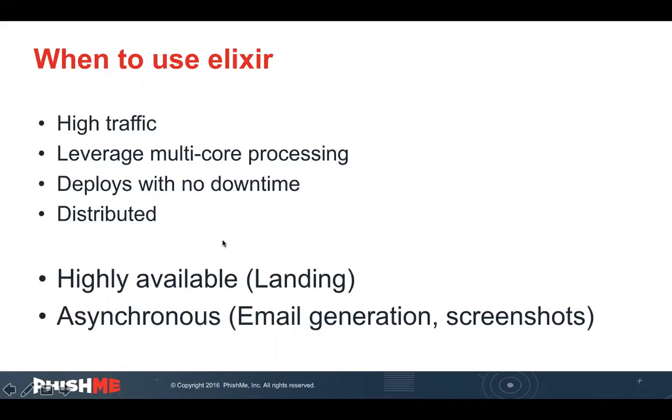And the two that I think are most important for PhishMe are services that you want to be highly available, for example, landing, which has tons and tons of people hitting it all the time, or services that depend very much on being asynchronous. For example, email generation. We don't want sending out 1 million emails to create a bottleneck. We want to be able to do all these things at once. Or long-running jobs that interfere with the normal application, such as screenshots. And both of these have been problems resulting in PagerDuty notifications recently, both of which could be solved by switching over to Elixir for these services.